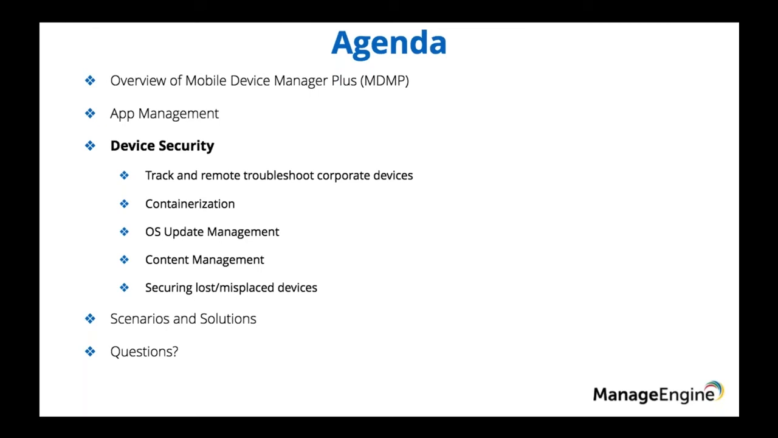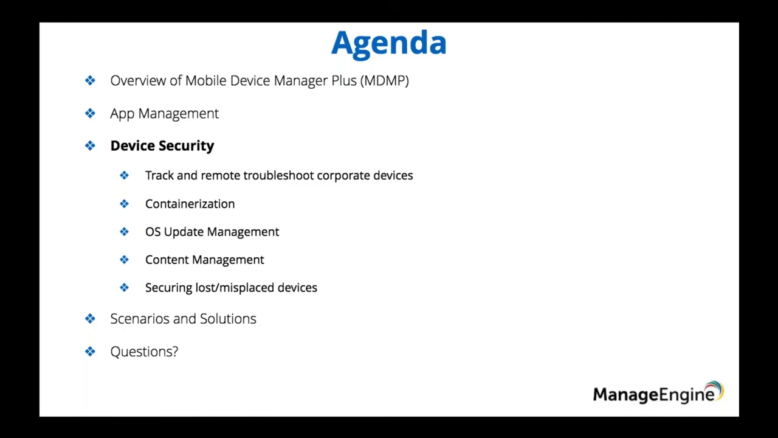Next up, we'll be looking at containerization. So with more and more personal devices percolating into the organization, containerization seems to be the ideal solution, whereby the organization can take control of the corporate data without worrying about the personal data. We'll see how MDM helps you with containerization. This will be followed by OS update management. We'll see what are the perils of running an outdated version of OS and how MDM can help you with that. Then we'll have a look at content management, which is MDM's offering for secure distribution of confidential documents.